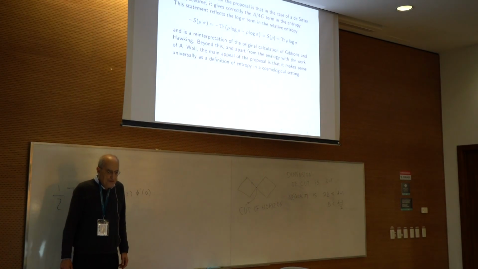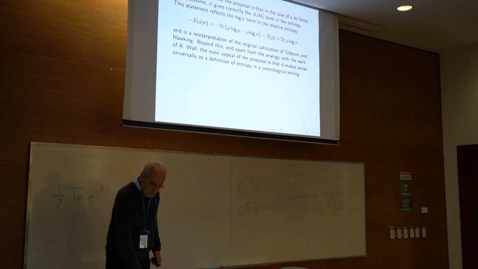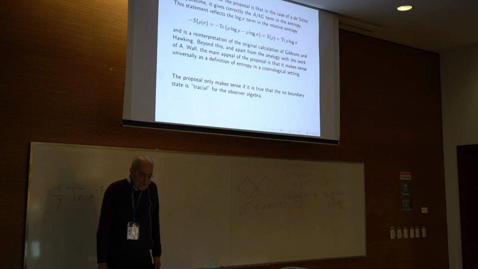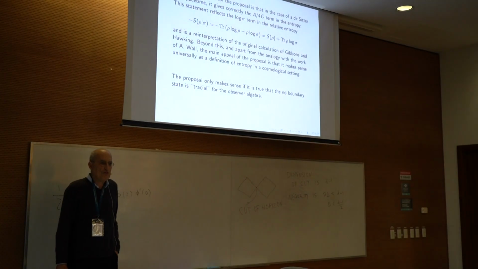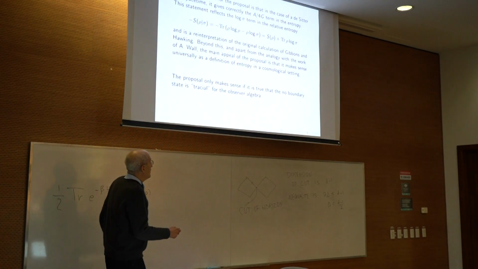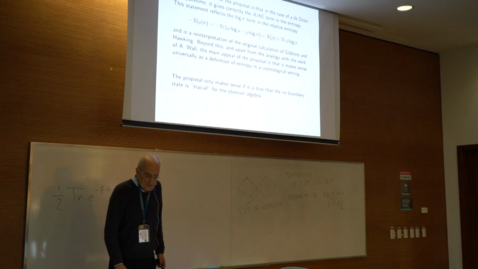Beyond what I've told you, and apart from the analogy with the work of Aaron Wall, the main appeal of the proposal is that it might make sense universally in a cosmological setting. But the proposal only makes sense if it's true that the no boundary state is tracial for the observer algebra in every space-time. The reason is that we'd like to interpret this extra term as a space-time dependent constant shift of the entropy. But that's only true to the extent that sigma is a C number in each space-time. Well, C number is an informal way to say it, a tracial state of the observer algebra.